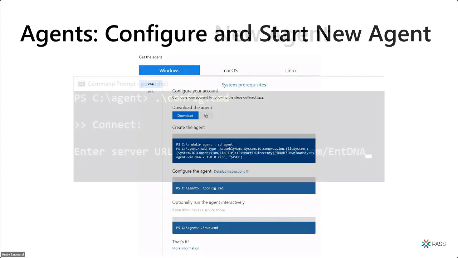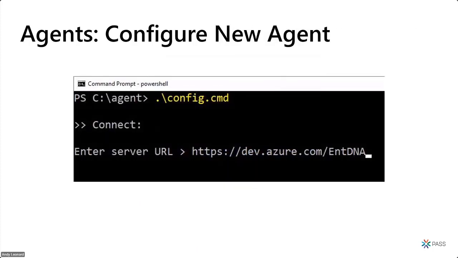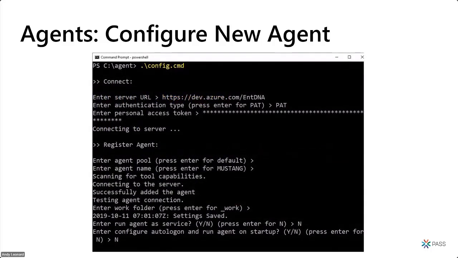But that's awesome there. Like I said, I was going into the command prompt in PowerShell, and when I ran config, it said, enter the server. I entered my server, my URL there for ENTDNA's organization in dev.azure.com, Azure DevOps. And of course, you can see the personal access token on the second line. It's asking me to do it. I could have just pressed enter, but I typed out PAT. Then I pasted my personal access token there. It connects to the server, and it sets up the agent pool and the agent name.